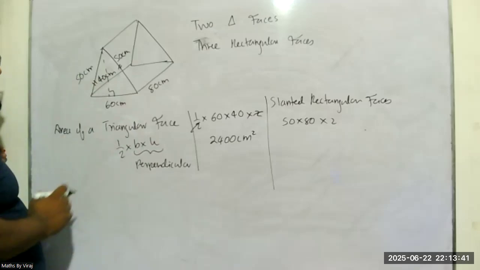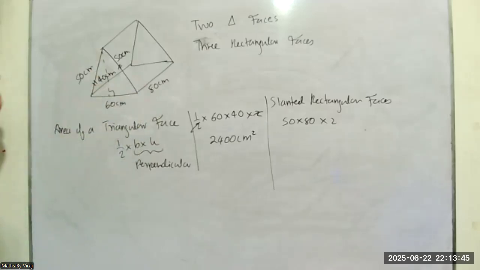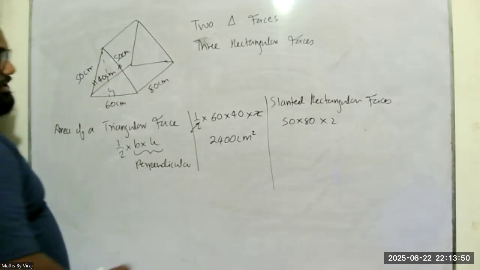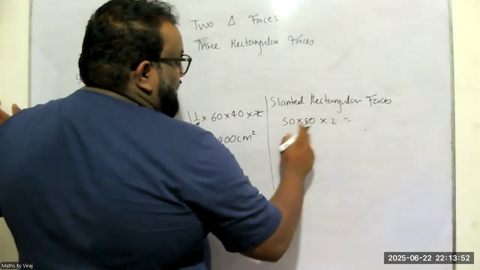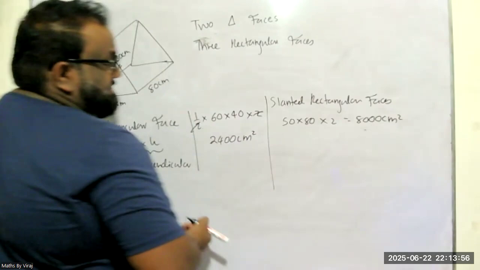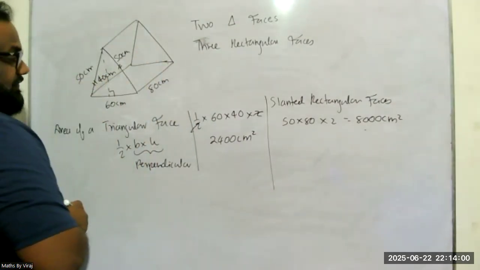The base rectangle has an area of 60 by 80. That's the place I think that you might have gone wrong. So the answer is what? 108,000 square centimeters. Correct or not? There are two slanted rectangular faces.